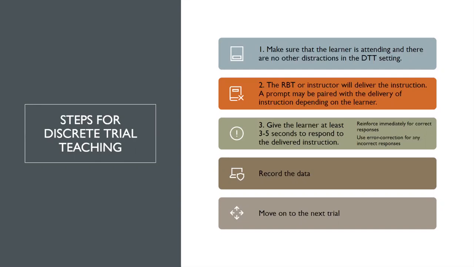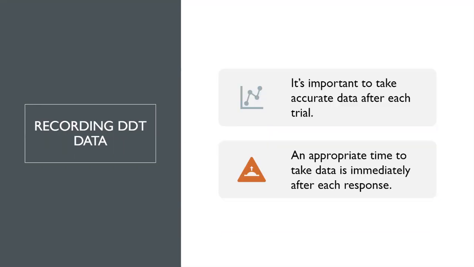Depending on how your learner responds, you might prompt your learner using the prompt hierarchy or if they could answer independently. You will immediately reinforce or use an error correction for incorrect responses. Make sure to record your data and move on to the next trial. When recording data, it is important to take accurate data after each trial you do with your learner. An appropriate time to take data is immediately after the learner responds.